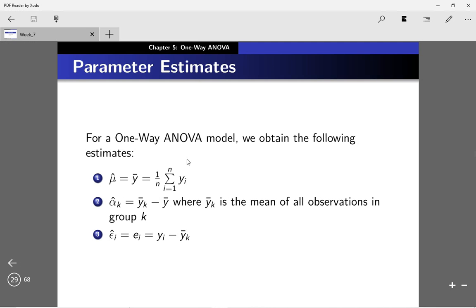Okay. And then just like in regression, we actually get errors or residuals for each observation as well. And so we define it for the group effects formulation as being just each response value for the observation minus its corresponding sample group mean.